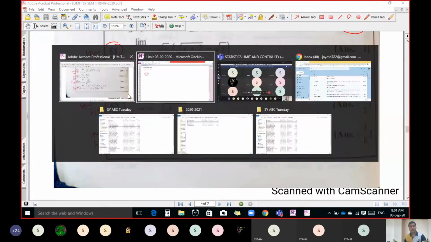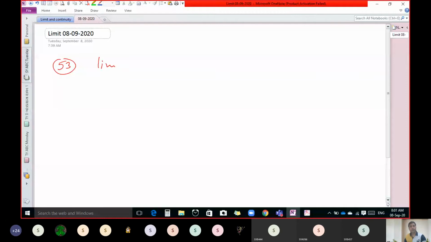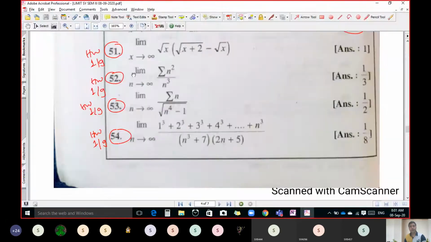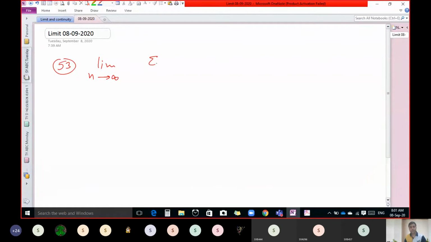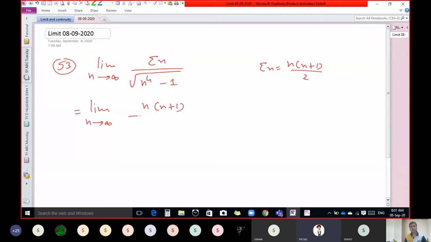The question is limit n tends to infinity, sigma n divided by root of n raised to 4 minus 1. First of all, we know the formula of sigma n. It is n into n plus 1 upon 2. Use that formula. So here we get n into n plus 1 upon 2 in the numerator, and keep the denominator as it is.